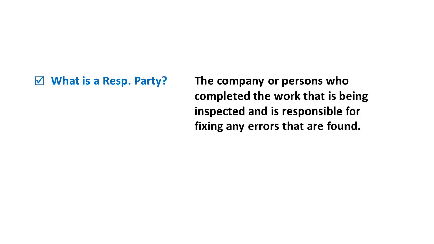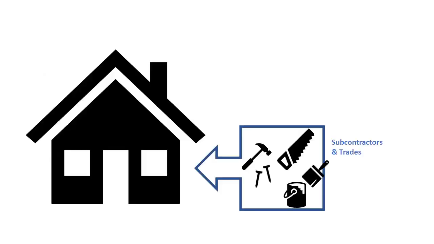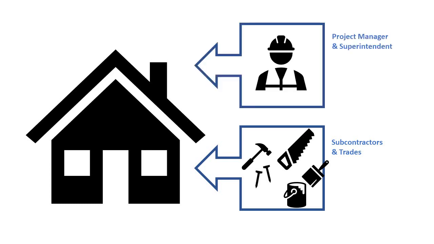The term responsible party refers to who is responsible for the work or materials being inspected. This can be a company such as a vendor or a subcontractor, or an individual such as a superintendent.